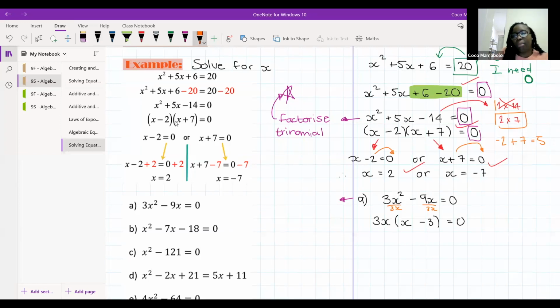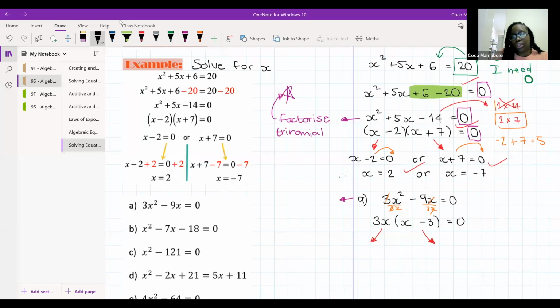Remember, when we take out a common factor, we're actually dividing by it. So the 3's will go away. X squared divided by x will give us x. And 9 divided by 3 will give us 3, and x divided by x will fall away. That's how we get x minus 3. Now that I've factorized, I can split. I'm going to take this first part and split it, and take this part over here. And I'm going to make both of them equal to 0.